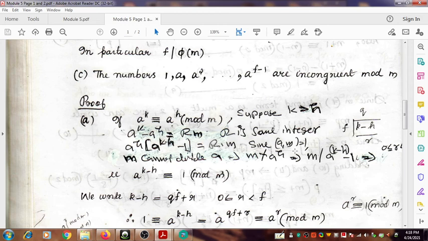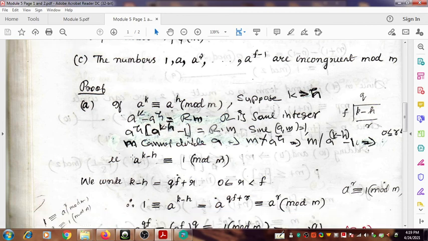Since GCD of a and m equal to 1, m cannot divide a, and m cannot divide any higher power of a. Therefore m must divide a raised to k minus h minus 1, the quantity given inside the bracket. So m must divide that quantity, which means a raised to k minus h is congruent to 1 mod m.